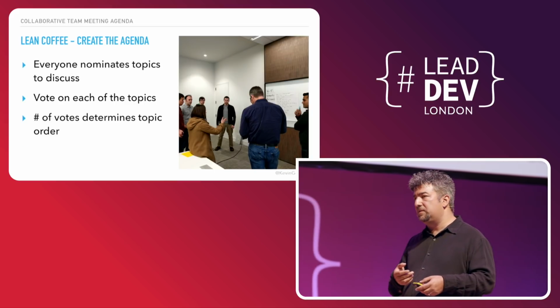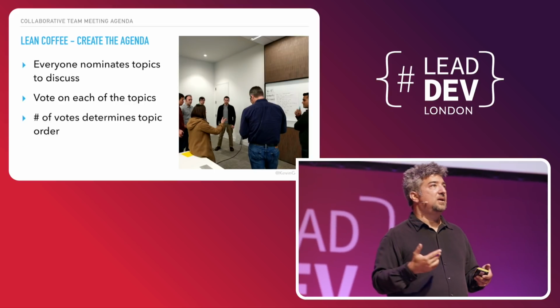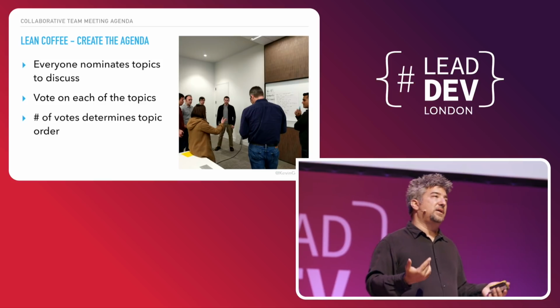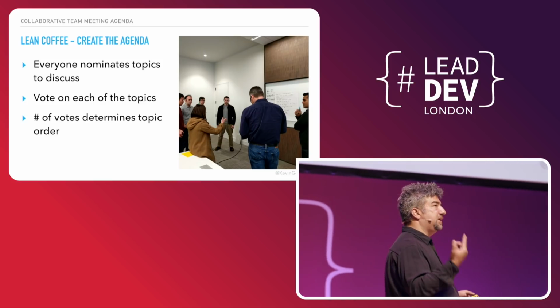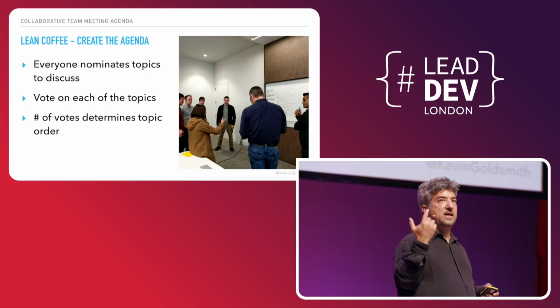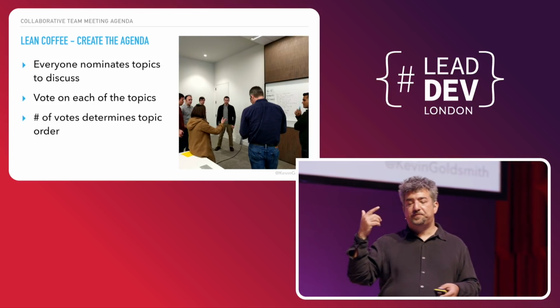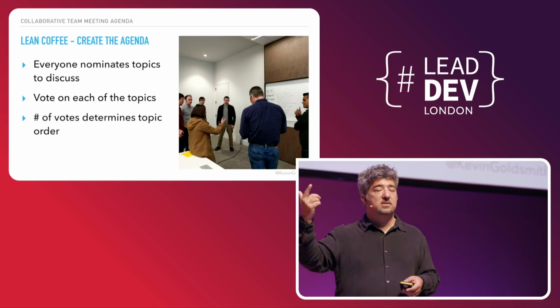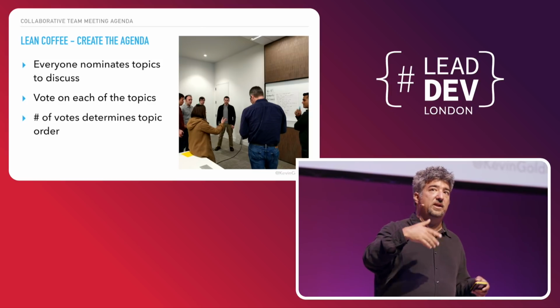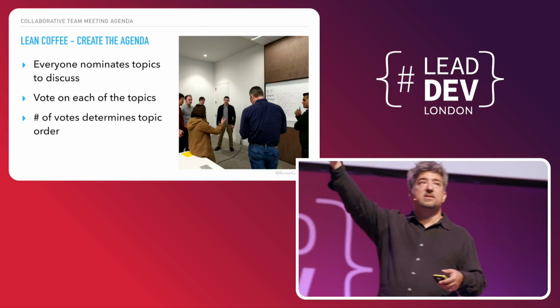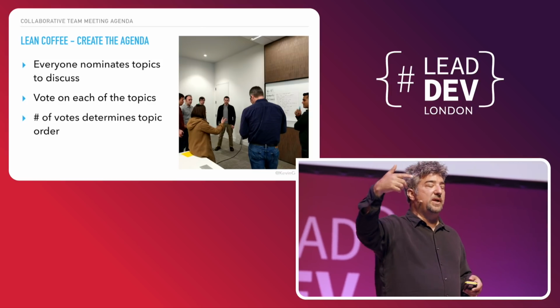If you have a bigger team, like a larger meeting, some of you have done lean coffee. I like lean coffee as well. It was invented in Seattle, because it's got coffee in it. Everyone nominates topics that they want to discuss. You start the meeting, there's no agenda. Everyone nominates the topics they want to discuss. You put them on a whiteboard.